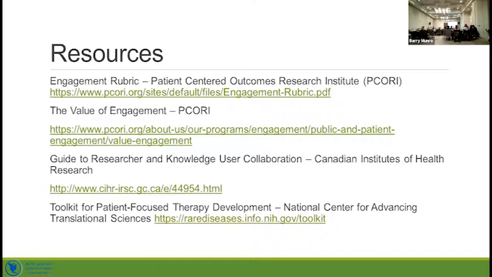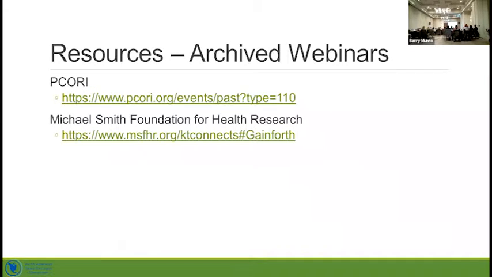CIHR has a really good guide for researcher and knowledge user collaboration, and a toolkit for patient-focused therapy development. The National Center for Advancing Translational Sciences is part of NIH, and they have a really good wealth of resources. Our next slide: there are two good webinars that have been archived. One is by PCORI on engagement, and one is that Heather Gainforth did for the Michael Smith Foundation on health research. These are really informative, and people learn in different ways. It's not always just about reading, so sometimes hearing things is really helpful.